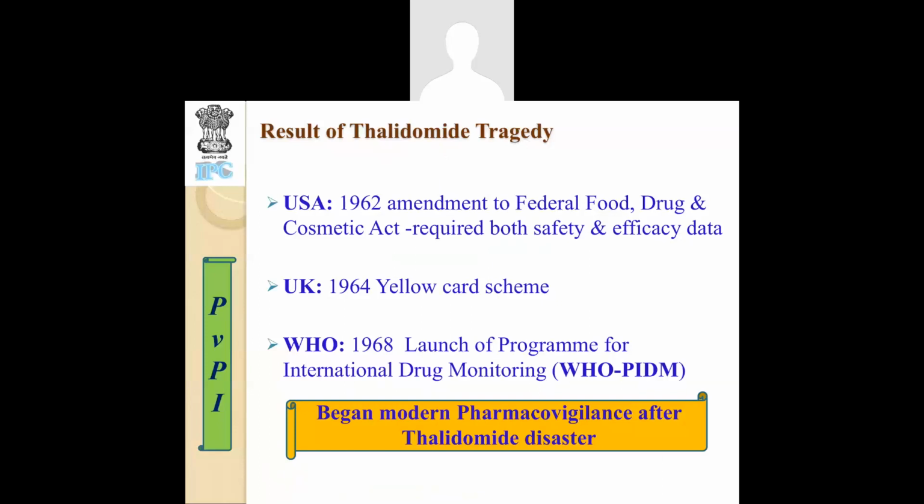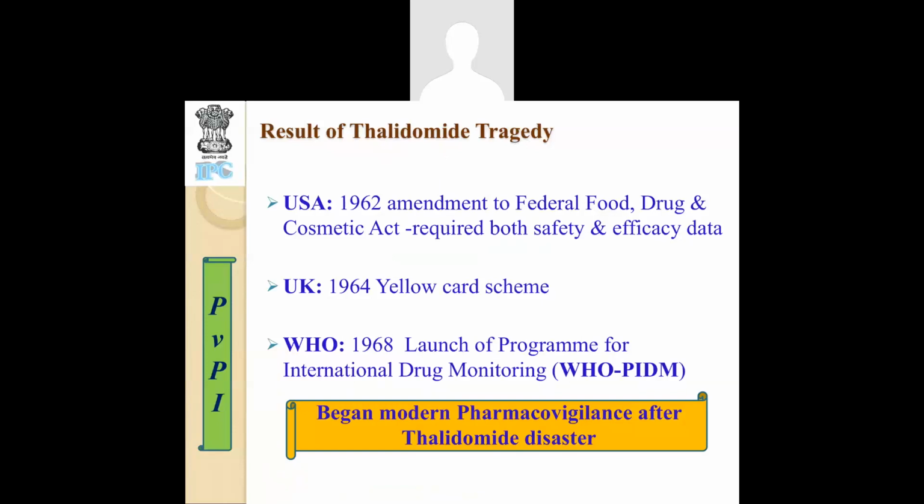And in 1964 in the UK, there was the yellow card scheme, where the patient is given a card. If he or she produces any adverse drug reactions, he has to carry it wherever he goes, to any hospital or clinic, so that it is mentioned in that card that this patient is allergic or may produce adverse drug reactions to a particular drug.